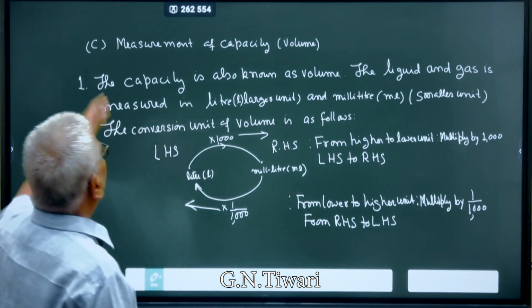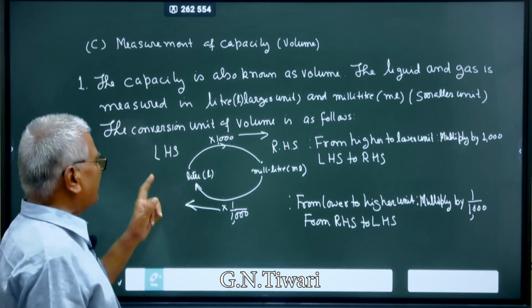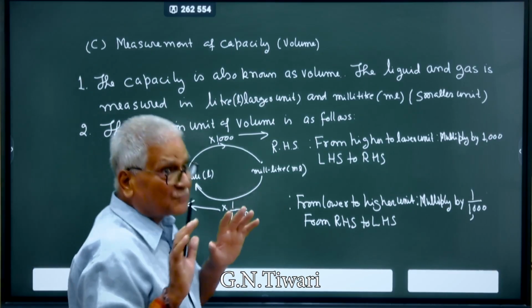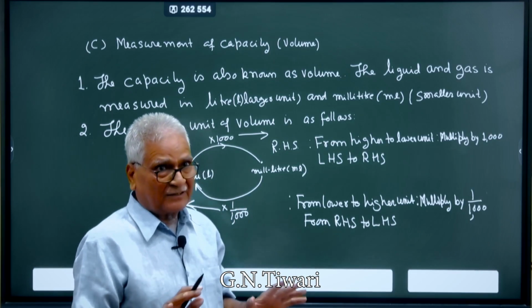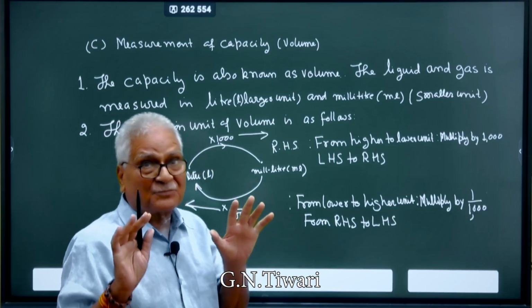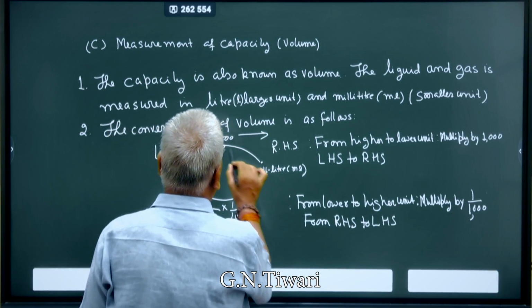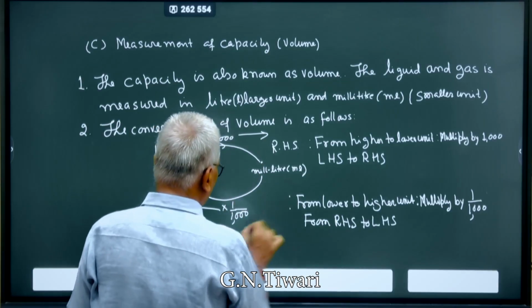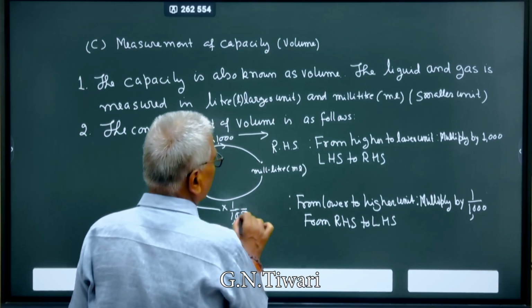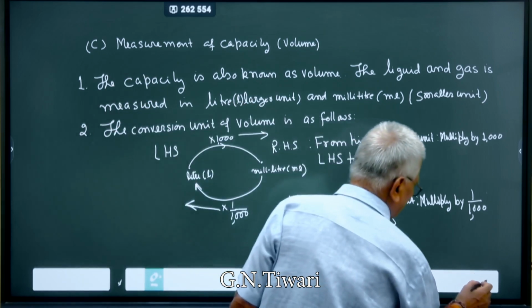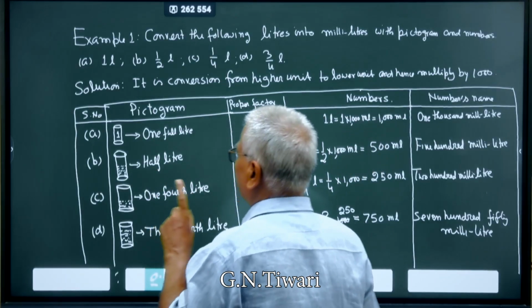Again, just see measurement of the capacity. Capacity also we have the two, liter and milliliter. In class 4, kiloliter is not there, but I have only taken class 4 conversion. So if you go from higher to lower, multiply by 1000. From lower to higher, you have to divide by 1000. That is how we should do the conversion factor. Conversion factor is very, very important.